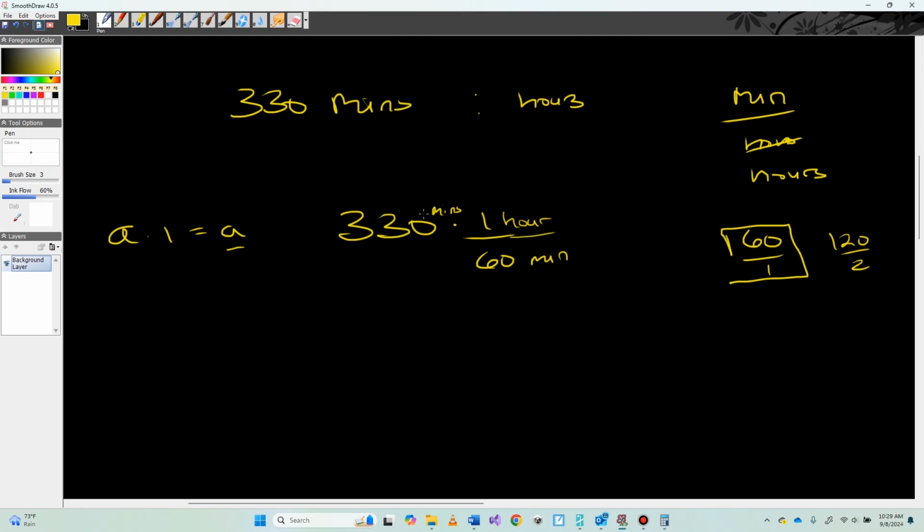So in this case, 330 multiplied by 1 will be divided by 60. These minutes cancel out, and I'm now left with 330 divided by 60, and this will give me the answer to how many hours are in 330 minutes. And if you're curious about that, that should be 5.5.